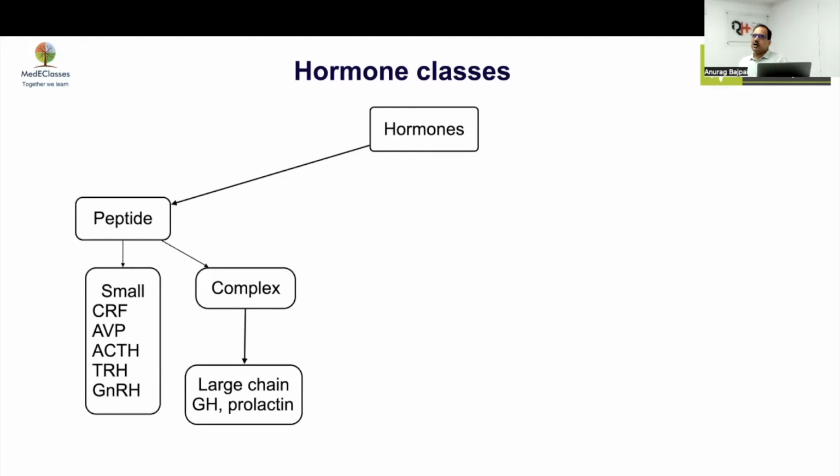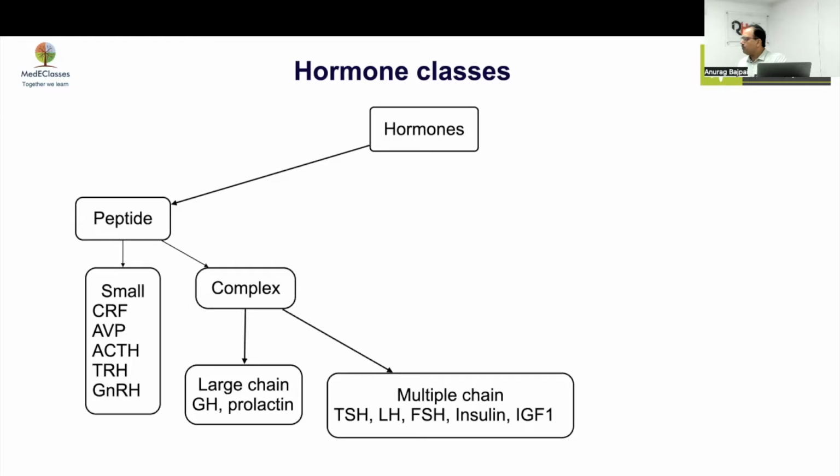So when they become bigger, there are two types of hormones. One which has a single chain, in which you have a disulfide bond within the single chain. Typical examples are growth hormone, prolactin. So growth hormone, prolactin, human somatomammotropin, they are all structurally similar. And then you have multiple chains, usually 2 chains.